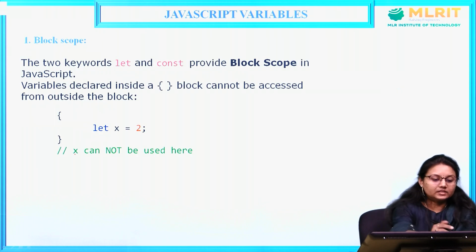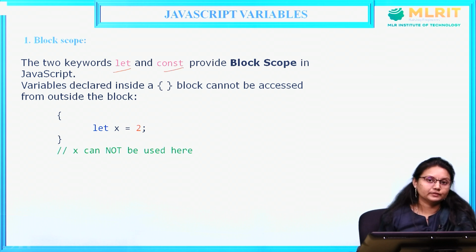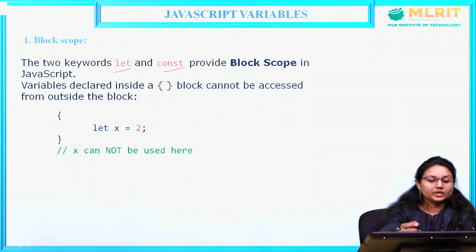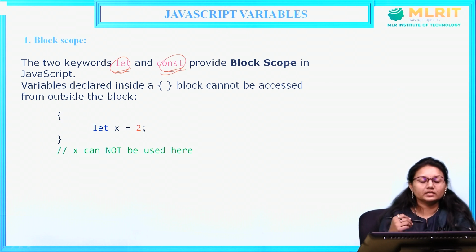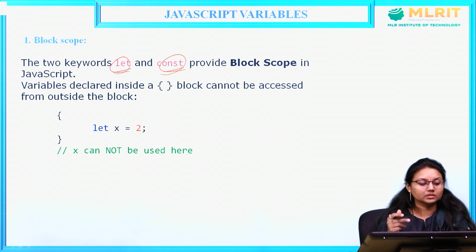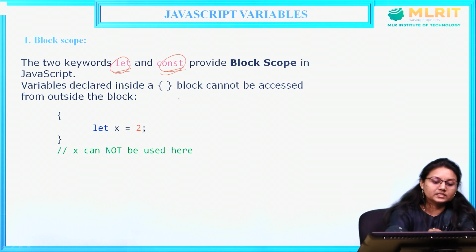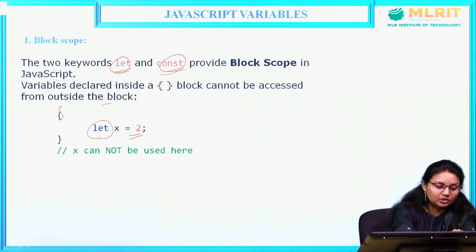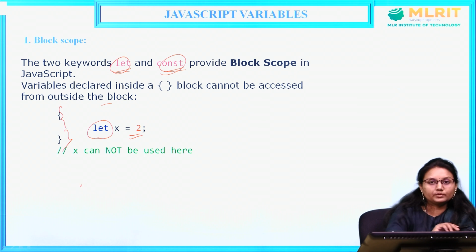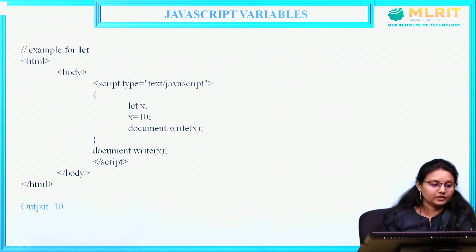So, let and const. Let is used to define within the block, which cannot be accessed outside the block. It provides block scope. Let and const are the two keywords that you can use to define everything within the block. Variables declared inside the block cannot be accessed outside. So if you give let x equals 2, within this block only you can use it. After that you cannot use it. That is the use of let.